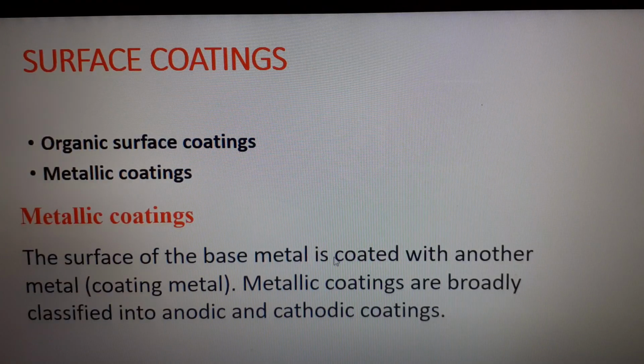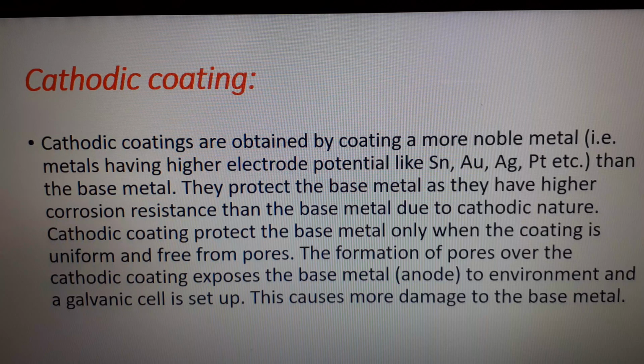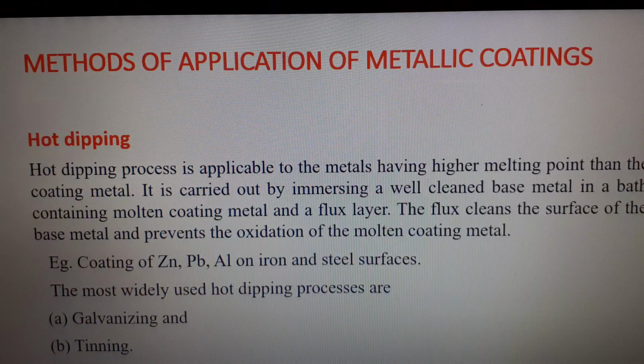Now the second, we will be studying about the metallic coatings. We are not going into organic surfaces. Metallic coatings, we will be studying two major types: in anodic coatings, we will be studying galvanizing, and then cathodic, we will be studying tinning, right? So basically, galvanization and tinning are the examples of anodic and cathodic coatings.